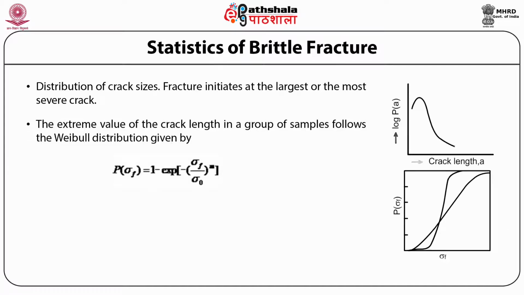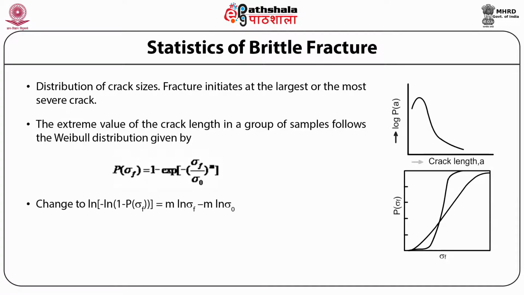So P as a function of sigma f equal to 1 minus exponential of minus (sigma f by sigma naught) to the power m. Here P of sigma f is the probability that the sample falls at a stress less than or equal to sigma f, and sigma naught and m are the parameters of the distribution.